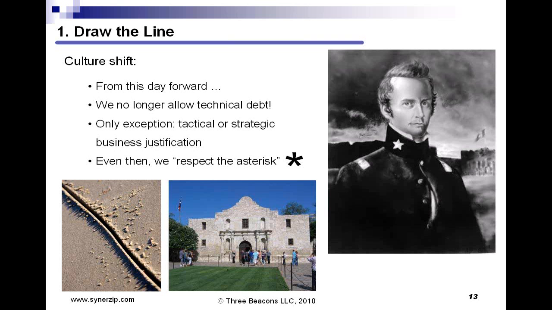So you have to do what I believe the gentleman's name was William Barrett Travis did at the Alamo. You draw a line in the sand and say, okay, everybody that's with me, cross over the line. And from this point forward, no technical debt.